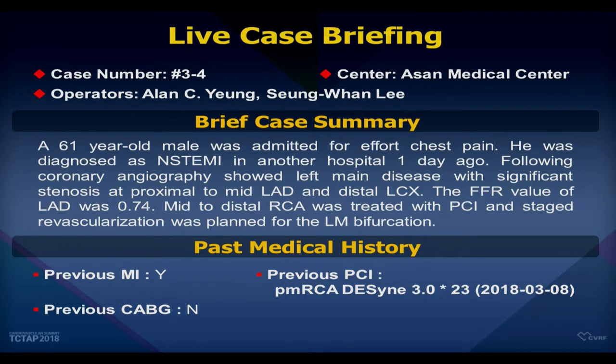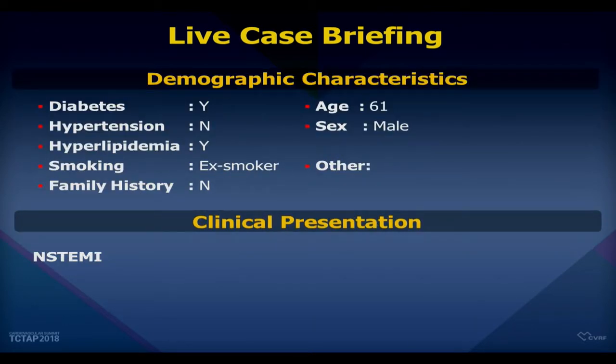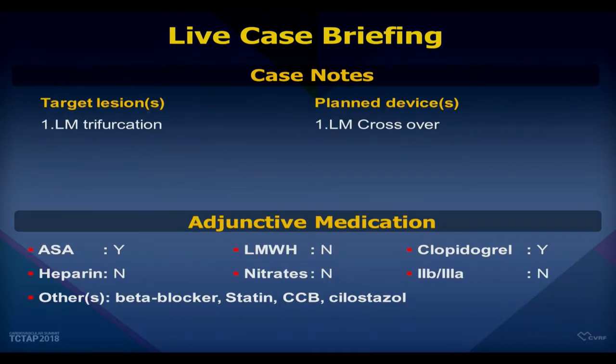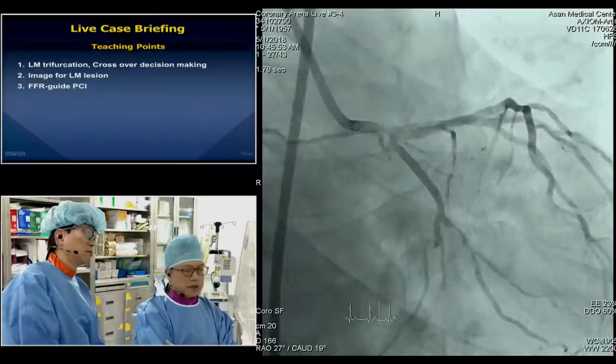And he has no other past medical history. Next. He also has diabetes and hyperlipidemia, and the clinical presentation was non-ST elevation MI. Next. And the echocardiogram showed RCA territory ischemic insult, with preserved left ventricular systolic function. Next. Yes, so maybe we can review the angiogram from today.